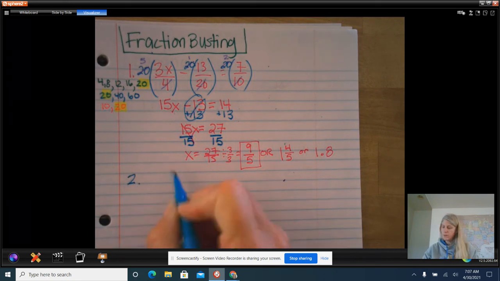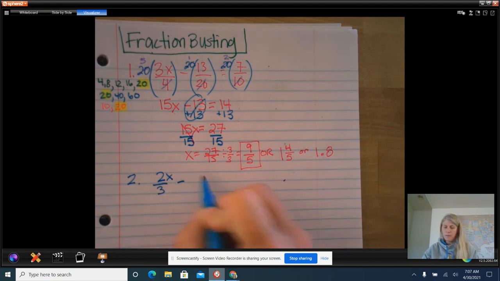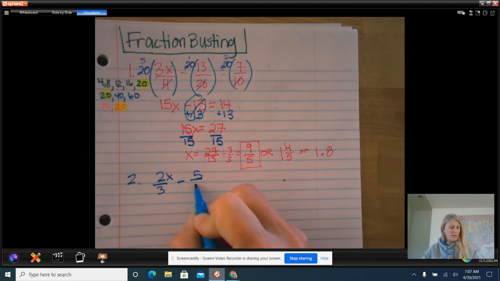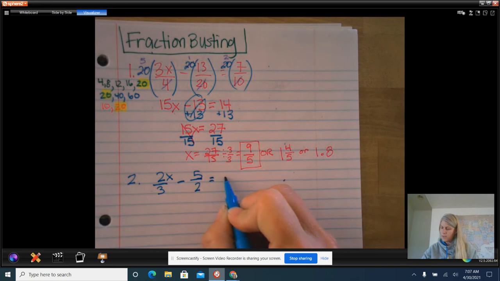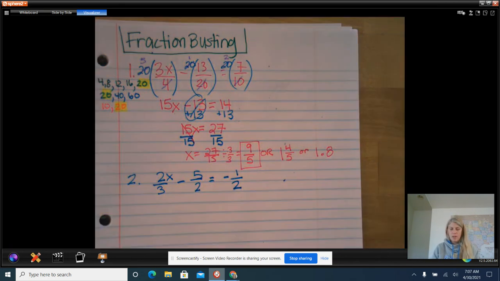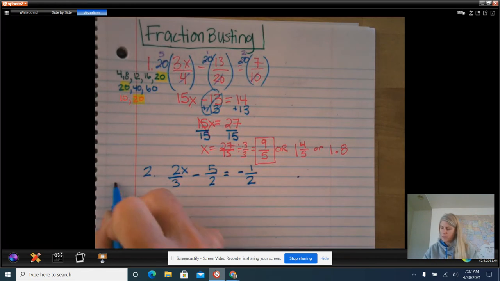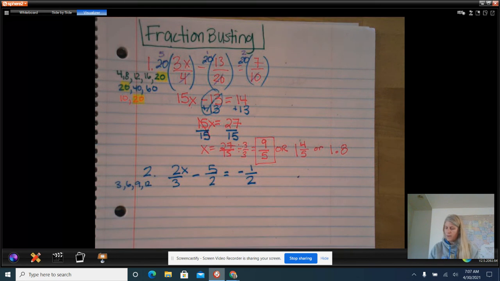Problem number 2. 2x over 3 minus 5/2 is equal to negative 1/2. Okay. So we just have 2 different denominators here. So we're finding our multiples of 3: 3, 6, 9, 12. We're then finding our multiples of 2: 2, 4, 6.